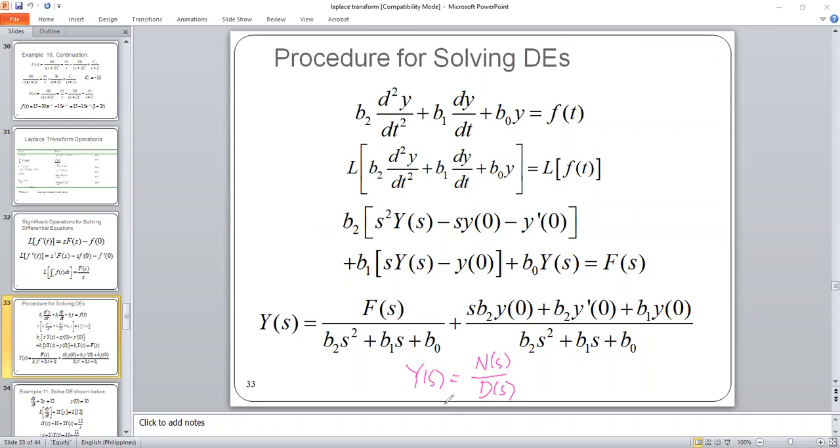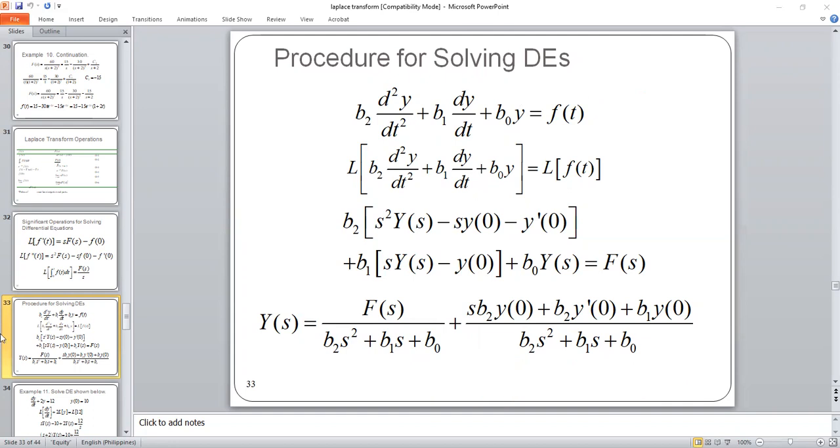When you invert this particular expression, the first thing you do is check the factors of your denominator. After inversion, if you invert Y(s), you will be getting y(t), a function of t. This is already the answer to this general form of your higher order DE using Laplace.